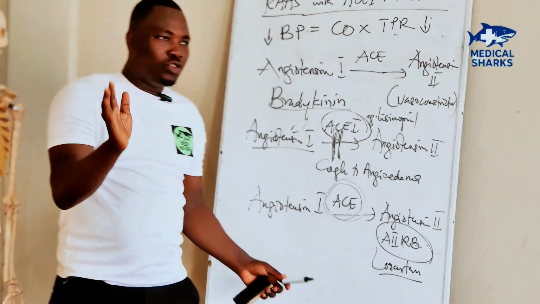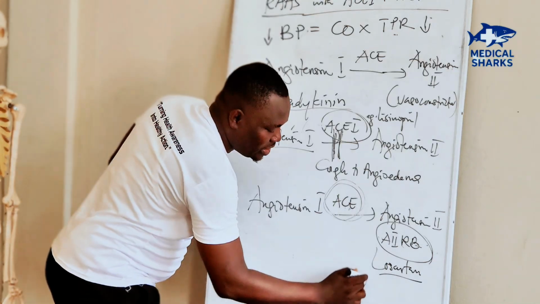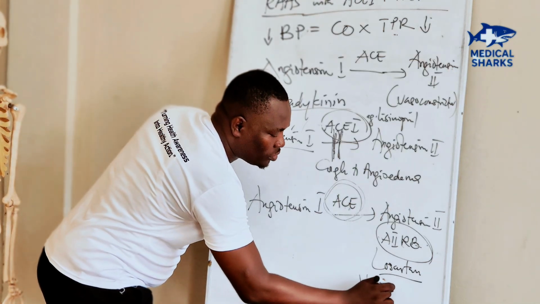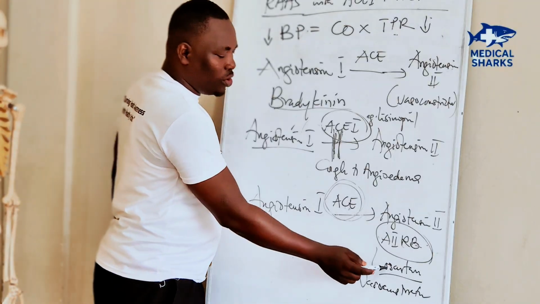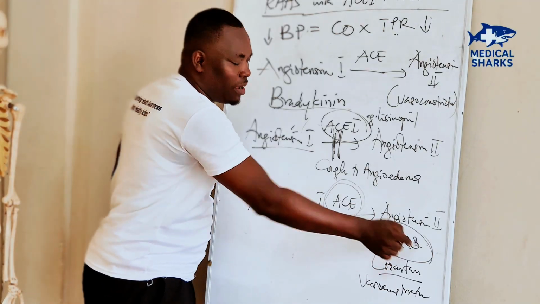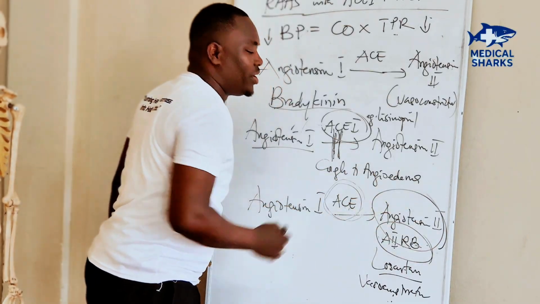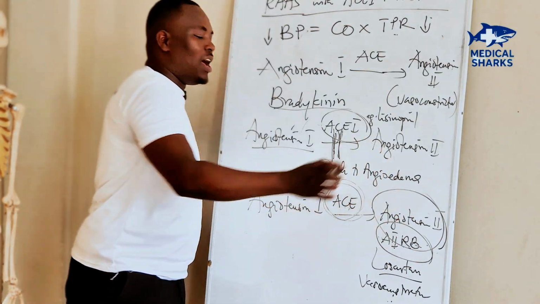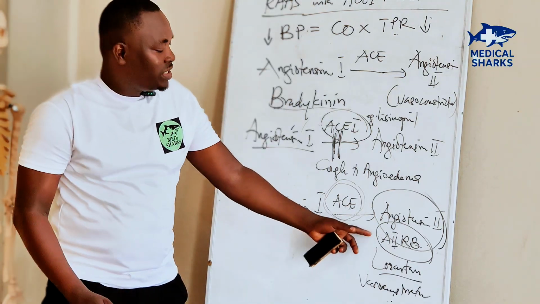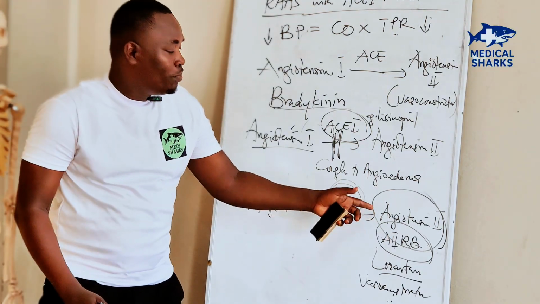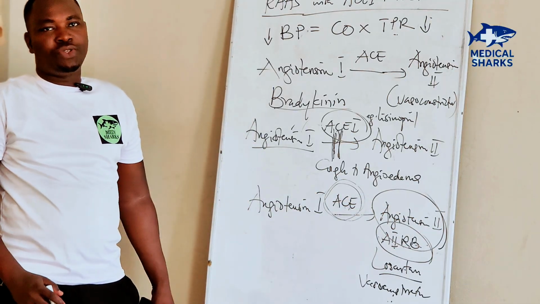But still the BP will drop. How will the BP drop in this way? Remember, angiotensin 2 is a vasoconstrictor, is that not it? Now, this drug, losartan, is an angiotensin II receptor blocker. So it is going to block the receptor for angiotensin II. It will block the pathway for angiotensin II to work as a vasoconstrictor.